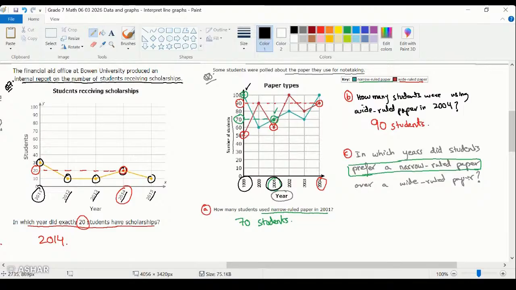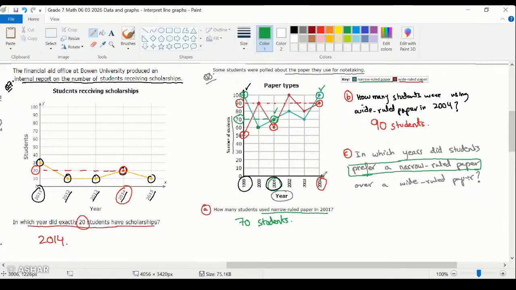And what about another? See, in 1991, the green dot is above the red dot, right? And green represents the narrow rule. That means more narrows were used. In 2000, the red dot is above the green. That means more wide were used, right? 2001, more narrow. 2002, red is above, right? The red dot. That means more wide. How about the last year?